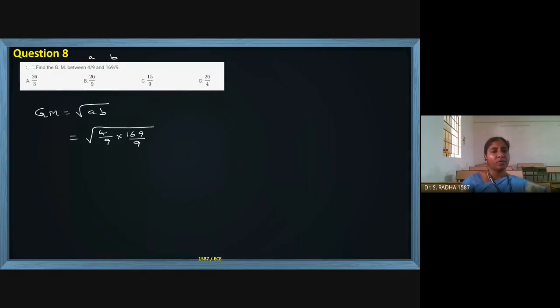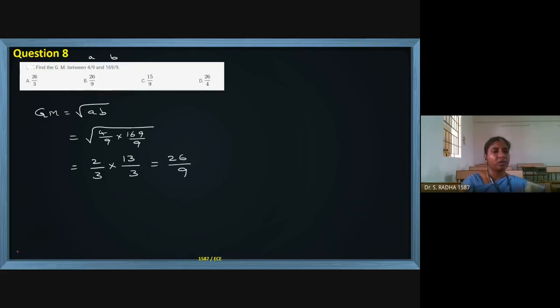So if you simplify, what happens? Any possible simplification: square root of 4 is 2, square root of 9 is 3. In the second fraction, 13 into 13 is 169, so square root of 169 is 13. Square root of 9 is 3. And now it is 26 divided by 9. Our answer is option B.